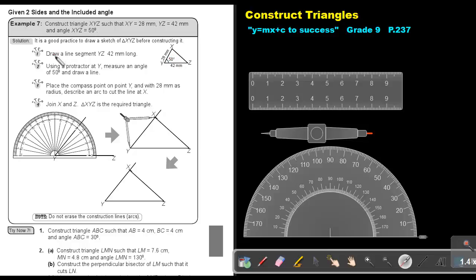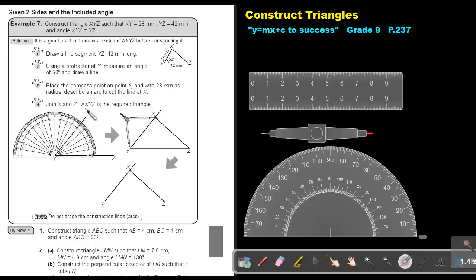Okay, so draw a straight line segment YZ of 42 millimeters. First, you can make a line, cut, so that it's 42 millimeters. Using a protractor at Y, measure an angle of 50. So put the protractor there and mark the point, which is exactly 50 degrees. Now just take a ruler and make a line there.